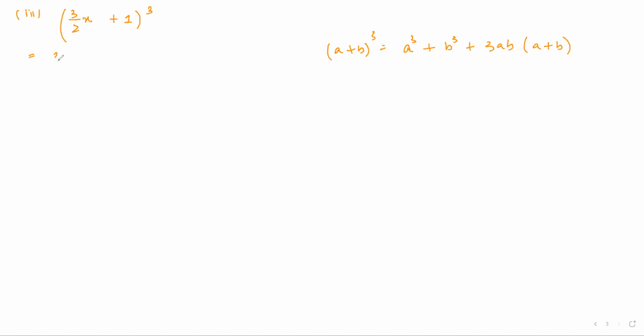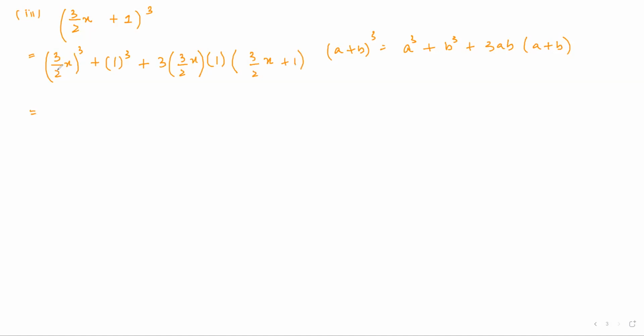In (3/2 x) whole cube, good. Then plus 1 cube, okay. Then plus 3 into 3 by 2x, okay, into 1, right? And then bracket (a + b), so 3 by 2x plus 1. Good.